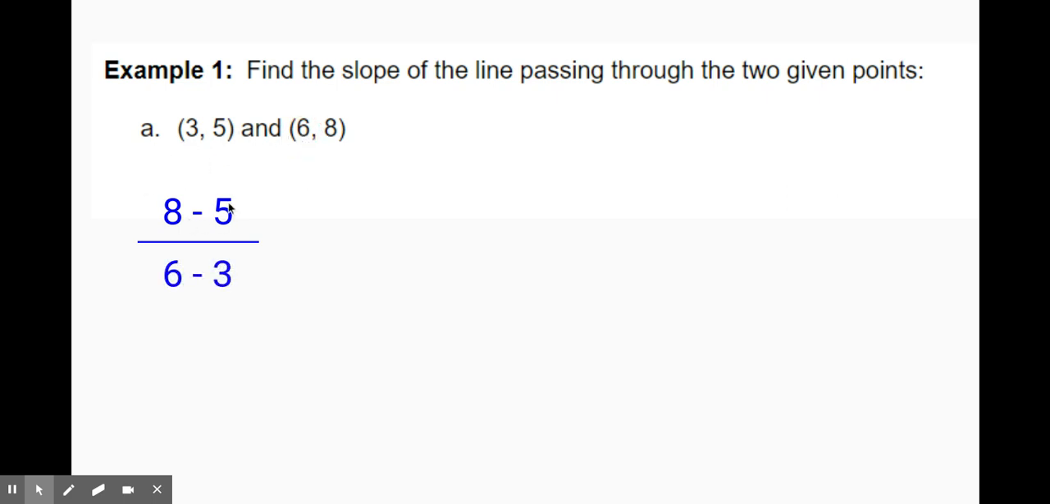Let's simplify the top and simplify the bottom separately. 8 minus 5 is 3. 6 minus 3 is 3. And if you can, please go ahead and simplify and reduce that. 3 divided by 3 is 1. So that's our slope. Let's practice a few more slopes to make sure we're getting really good at this. Please pause the video, try the next few problems of just finding slope. Continue the video when you're done with finding all of the slope, and then check your work.